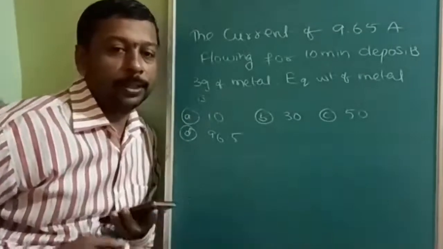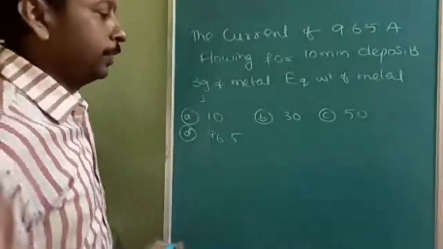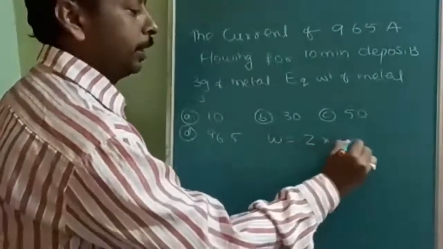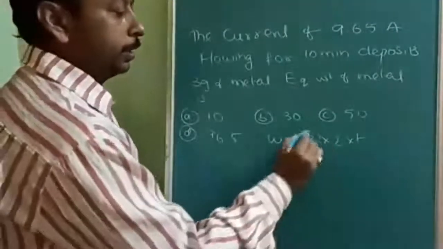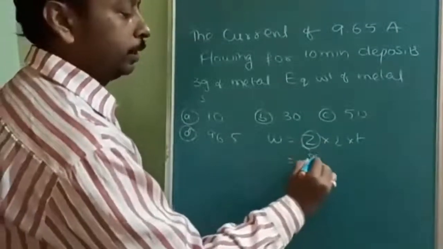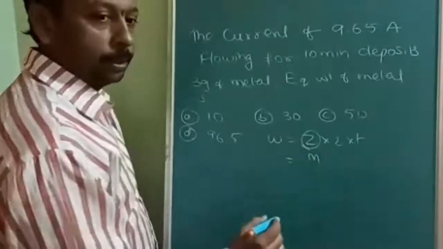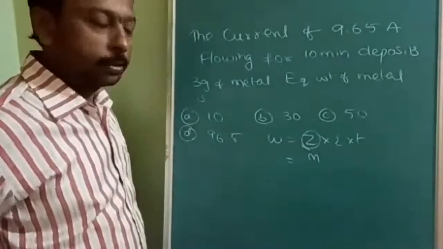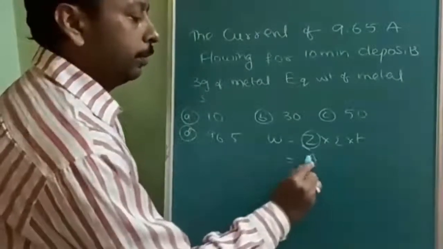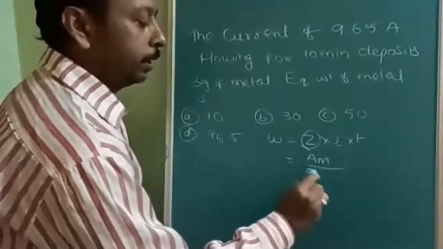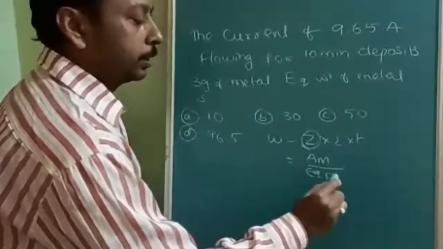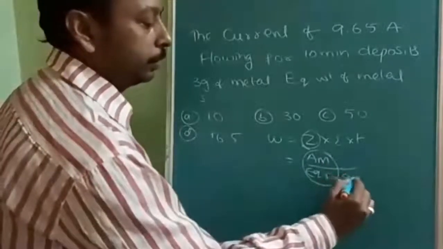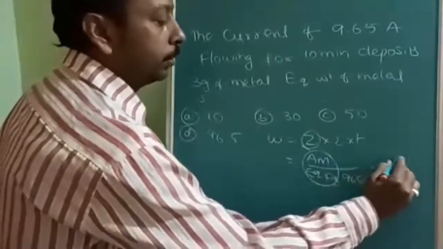Here by using the first law of Faraday, W is equal to Z into I into T. Here in Z, you would find molecular mass or atomic mass. Here the metal is given, therefore you have to take atomic mass. So atomic mass divided by equivalent factor, that itself will be the equivalent weight, into 96500, into I into T.